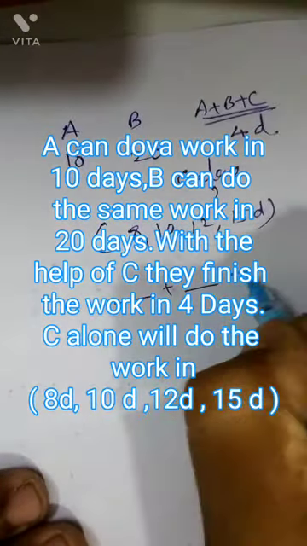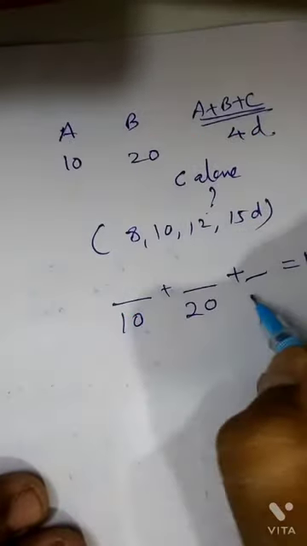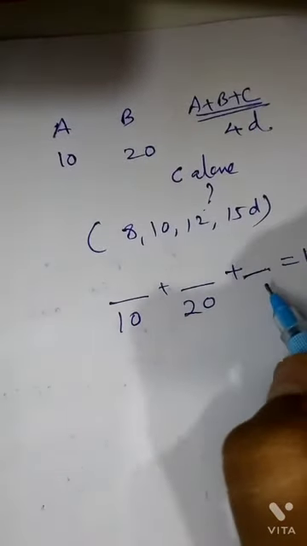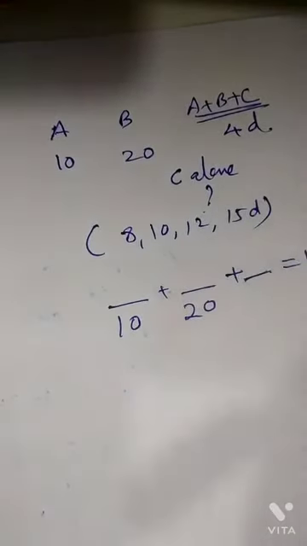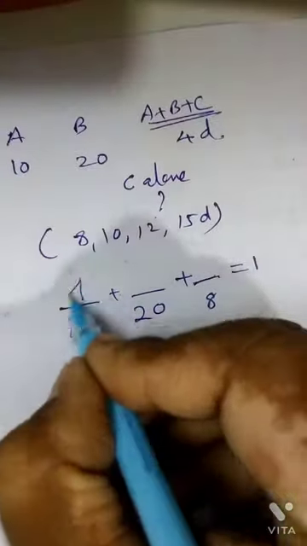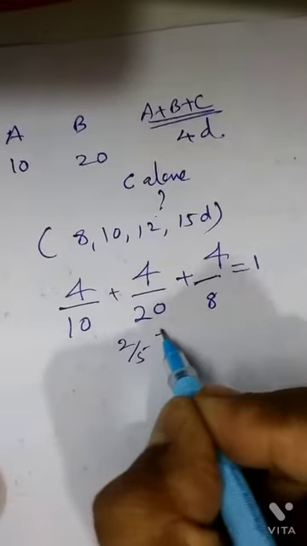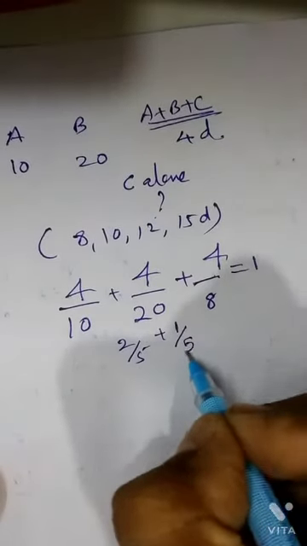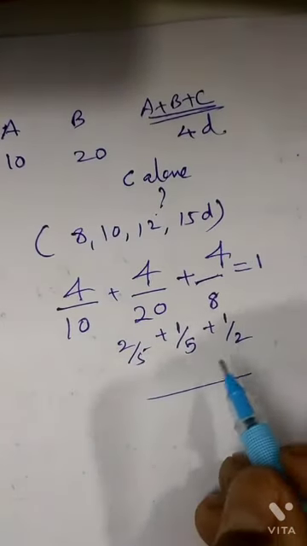So dash plus dash equal to 1. A can do a work in 10 days, B can do it in 20 days. With the help of C, they can do it in 4 days. So in 4 days, A has done the work, B has done the work, C has done the work. Let me take the first option, 8. So 4 days, 4 days, 4 days. So 2 by 5, 1 by 5, 1 by 2. Is it equal to 1?